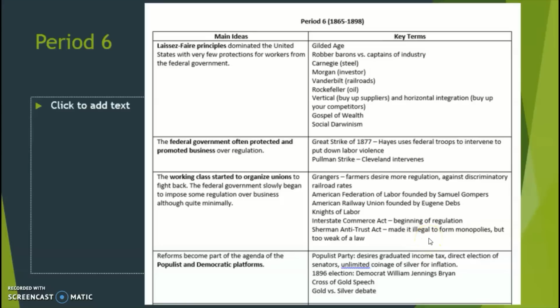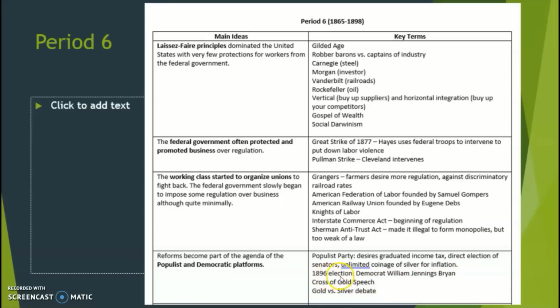But a lot of these reforms are going to be taken in by the Populist Party that's going to emerge, and it's going to desire a graduated income tax and direct election of senators. At this point, they are appointed by the state legislatures. It also wants unlimited coinage of silver for inflation, as the farmers and the Democrats are going to certainly be touting and believing that that is a much better way to support the economy.